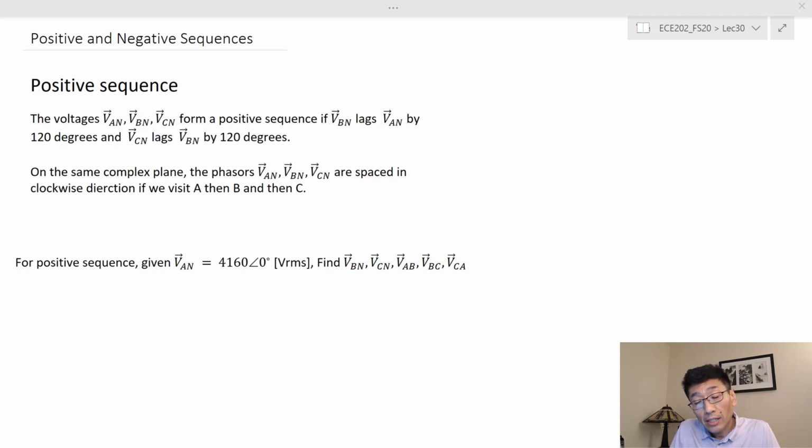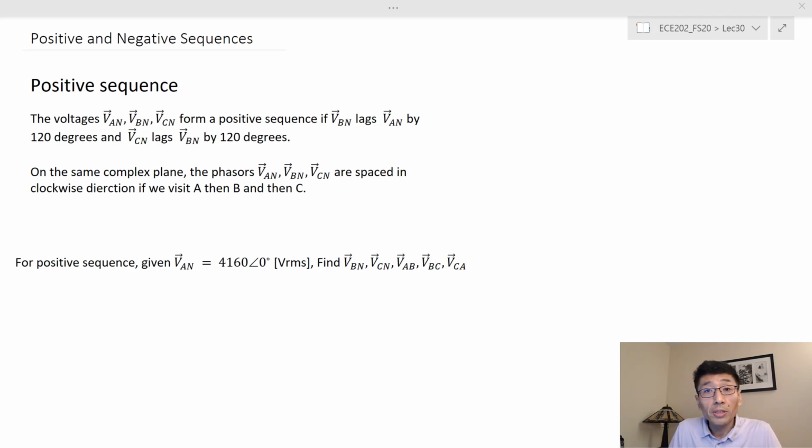Let's look at the positive sequence and negative sequence. Here in this course, of course, we only introduce the concept. The reason for introducing this concept is that in the practical world, the actual system may not always be balanced. If the source voltage is unbalanced, you can break it into two sets of balanced sources, one a positive sequence and the other a negative sequence.